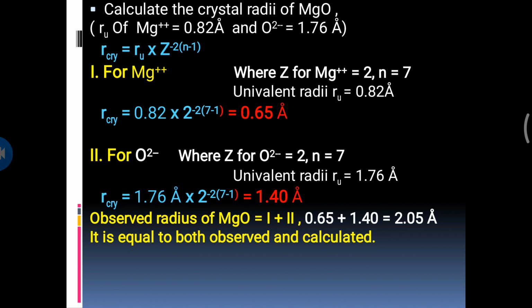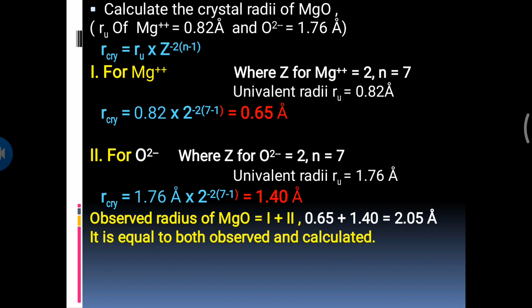So similarly we calculate the crystal radii of magnesium 2 positive as 0.82, which is given, into its charge 2 square 2 in bracket 7 minus 1. 7 is used because Mg2+ belongs to the neon family. That's why the Born exponent is 7, and the radii of Mg2+ is 0.65 angstrom. It is calculated.